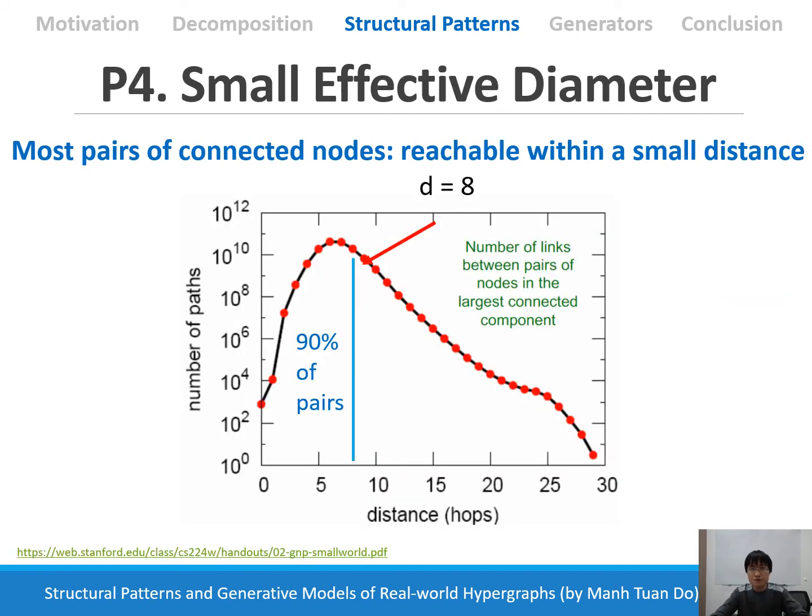Regarding the diameter, we use the notion of 90% effective diameter, which is defined to be a distance d by which 90% of the connected pairs are reachable within a path of length at most d. If a graph has a small effective diameter, it implies that most of the connected pairs can be reached from each other within a small distance.